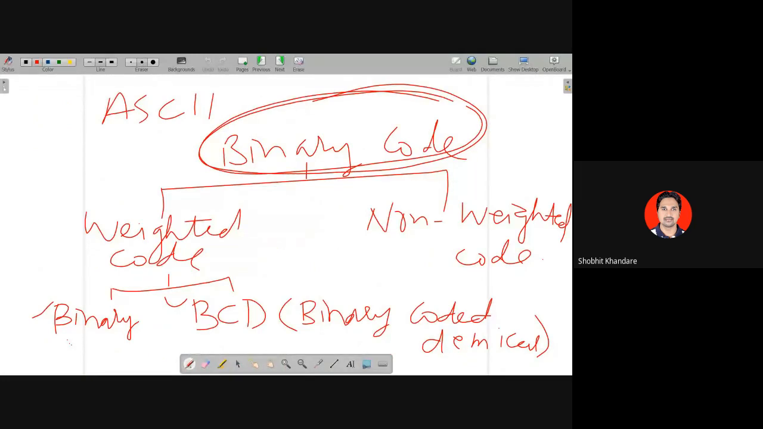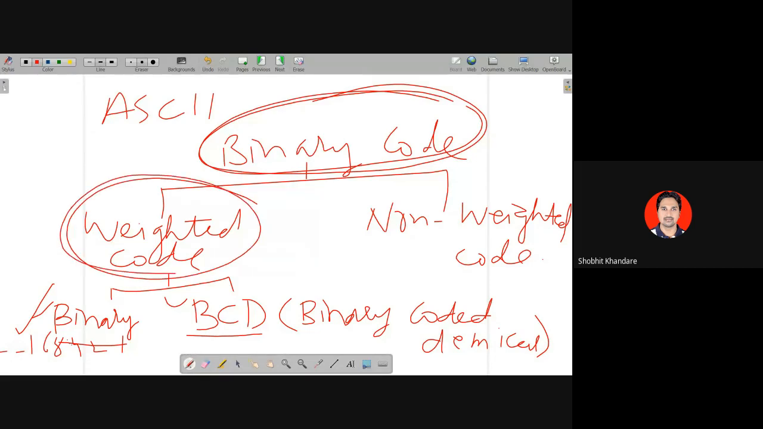Whenever we talk about the binary code, it is binary and BCD. So you have understood what binary is now. Binary follows the code of 1 2 4 8 16 and so on. This is a weighted code. Why? Because the weight of the first position is 1, the second position is 2, the third is 4, the fourth is 8, and the fifth is 16. That is why it is called weighted. So why is BCD called a weighted code? Because strictly it follows the weights 1 2 4 8, 1 2 4 8. So it is also called a weighted code.